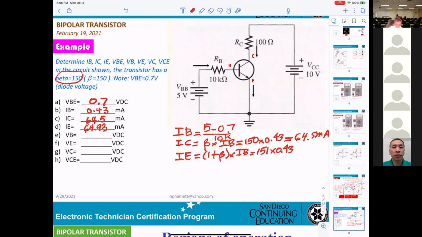Quick question. How do you know beta is 150? That's what I showed you here. Oh, it's just given. Yeah, they gave it. You cannot make it up. That's from the manufacturer.